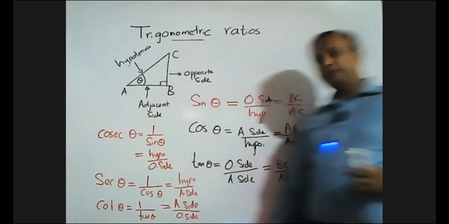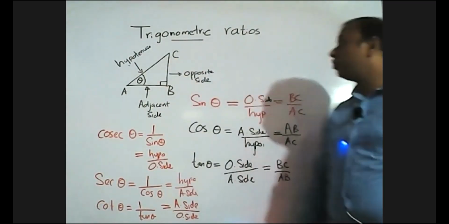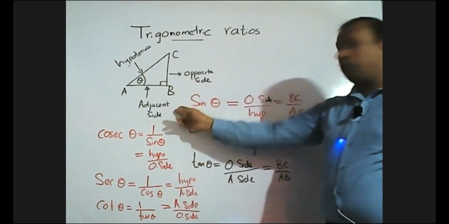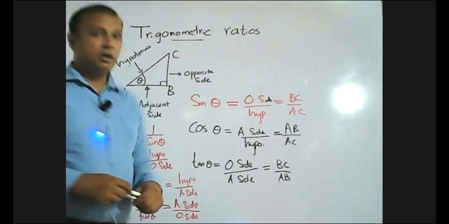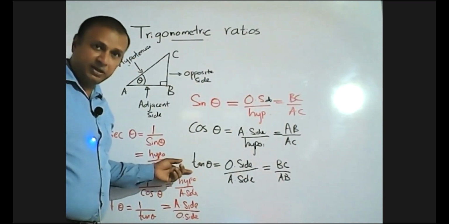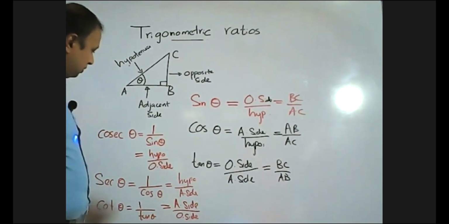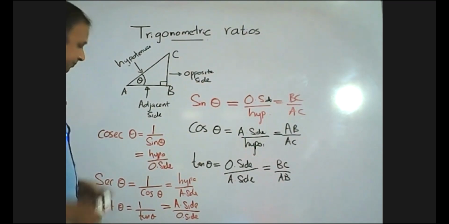Okay. So you can write the topic trigonometric ratios. Then you can draw this triangle, write the definition of each trigonometric ratio, and highlight it. Write down this one.